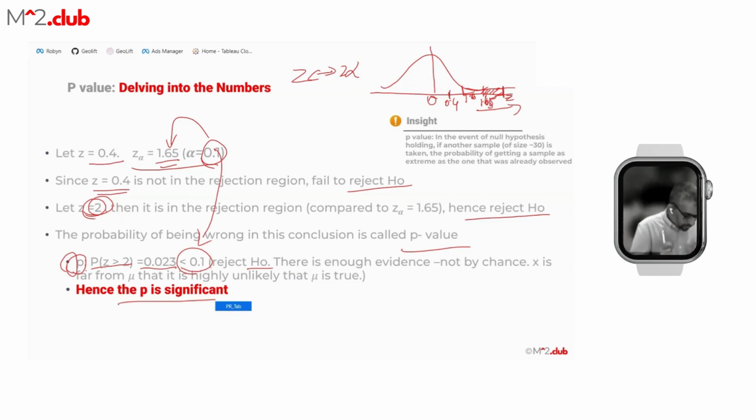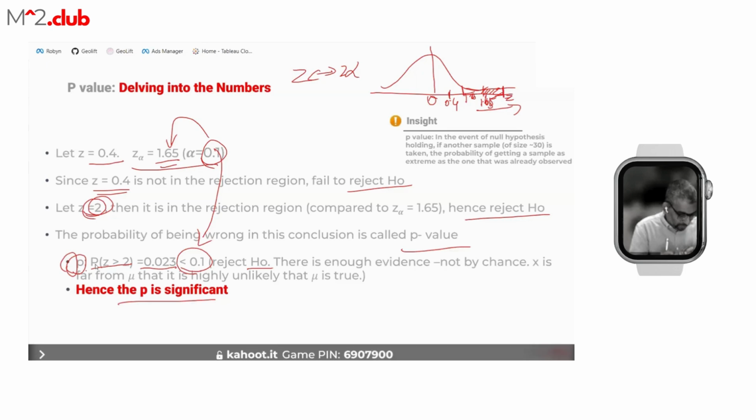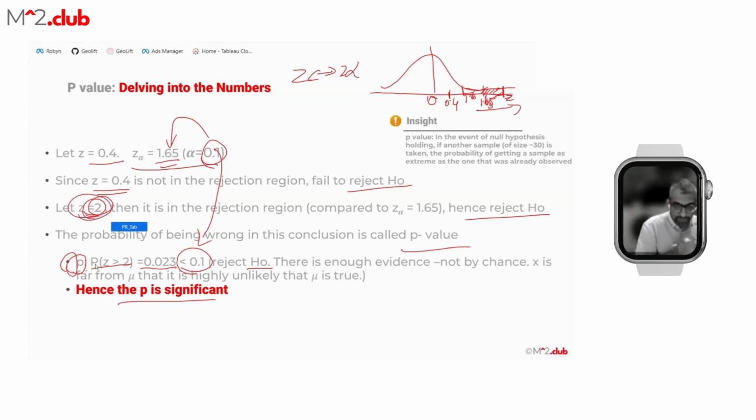So finally, if this is slightly confusing, all you need to do is find out the probability of your Z being greater than the Z score that you computed, and compare that value with our alpha, okay? If it's less, then your p is significant. You are fine with the decision that you made. If it is not, then the p is not significant. That's all. With this, I guess we will get into the quiz.